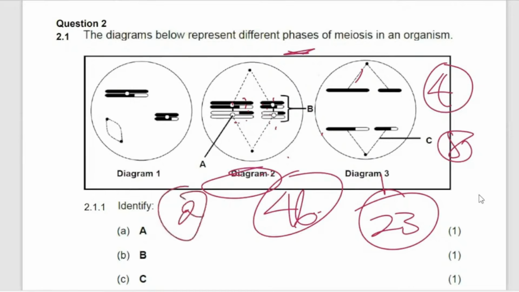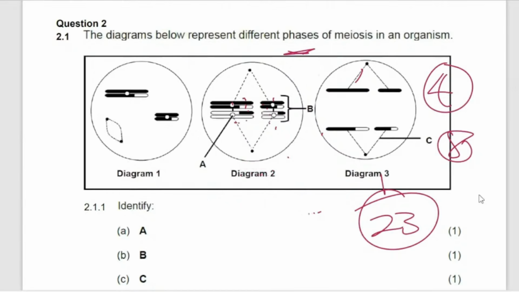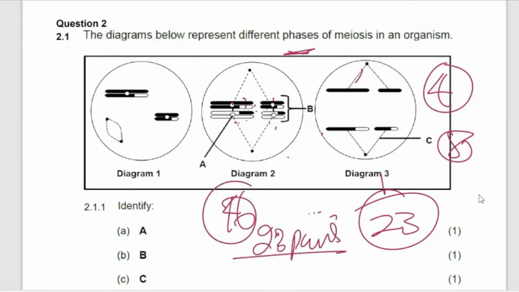Yes, that's the number of chromosomes which will be found at the end of meiosis 1. Now the question comes, how many chromosomes will be found in diagram 2 if this was a human cell? Now they said if this was a human cell. Because this is meiosis 1, human cell, therefore there will be 46, or there will be 23 pairs. Yes, I think I'm clear there. That is point number 1 about meiosis.